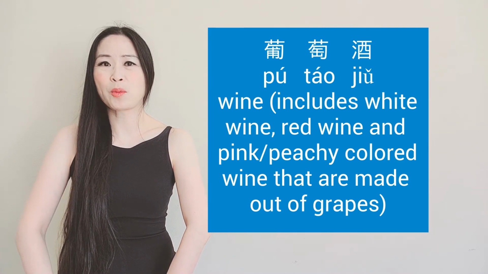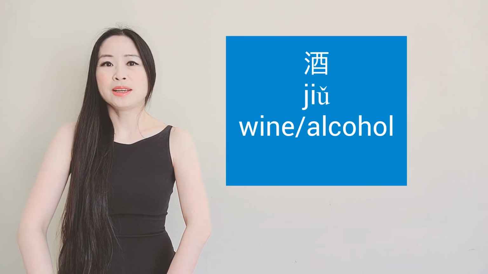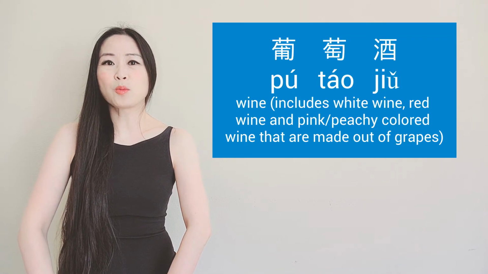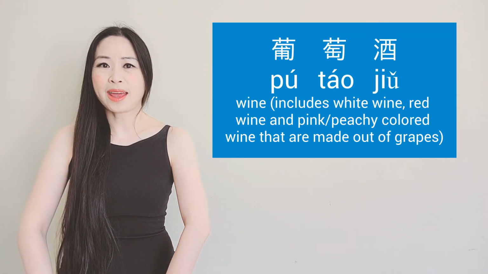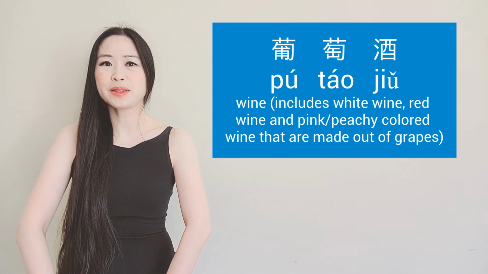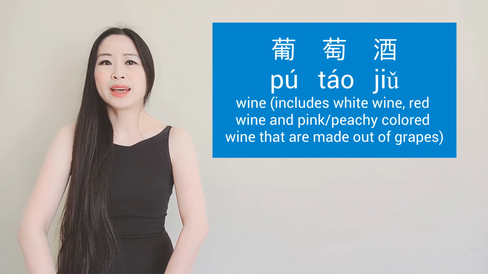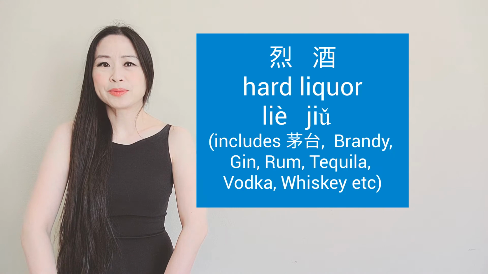There's another term that includes white wine, red wine, and pink wine. Chinese is called grape wine. 葡萄酒. 葡萄 means grape. 酒 means alcohol. So 葡萄酒 includes white wine, red wine, and the pink peachy colored wine. Again, 葡萄酒.